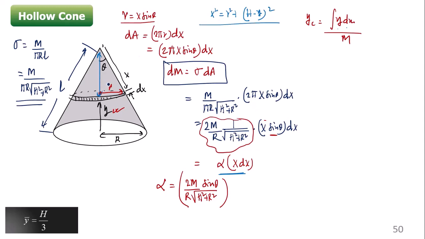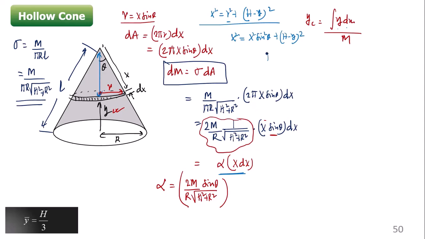Yes, the square is the hypotenuse part, r is this part, and the vertical part is h minus y. So from that I can get the expression of y. Okay. Now what is r? r is basically x sine theta. So ultimately I can write x square equals x square sine square theta plus h minus y whole square.